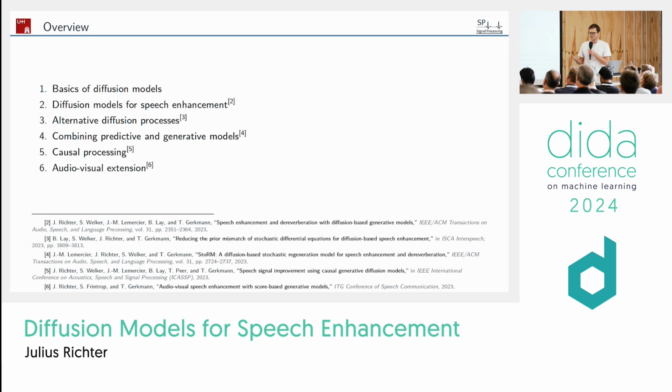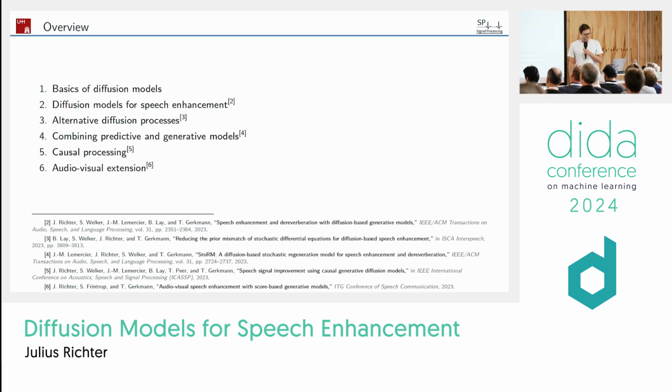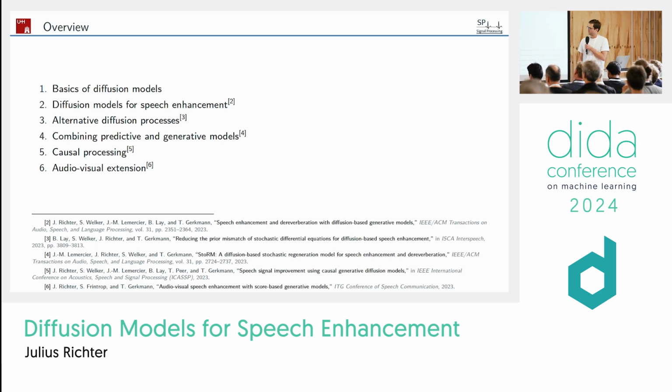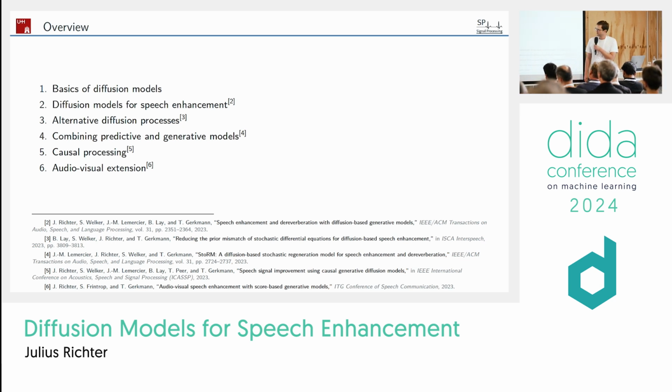All right, so now you know it's going to be about diffusion models and speech enhancement. So this is my overview of the talk. First I start with the basics, and then I talk about how we apply diffusion models for speech enhancement. I talk about alternative diffusion processes and how to combine predictive and generative models. I talk about causal processing, so if you would like to implement it in a real-time system, then you have to deal with causal processing. And in the end, I will present my work on audio-visual speech enhancement, and all these works have been published already.